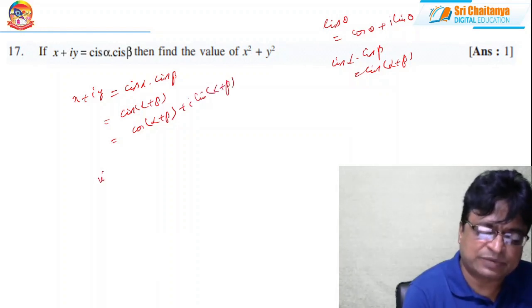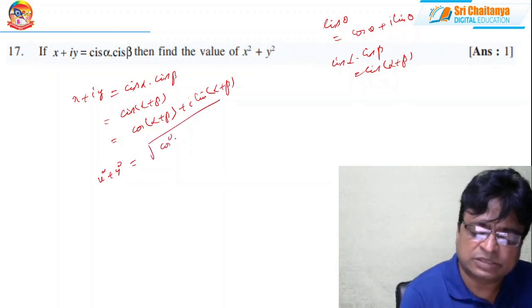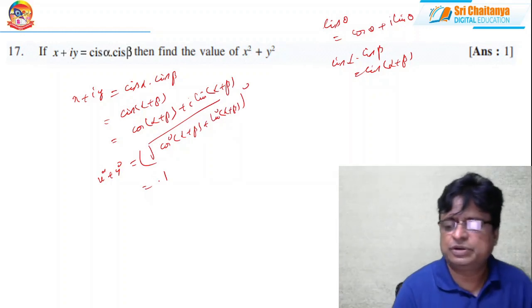What is x square plus y square? That is modulus whole square. That is root of cos square of alpha plus beta plus sin square of alpha plus beta, whole square. That is nothing but 1. So you get the answer as 1.